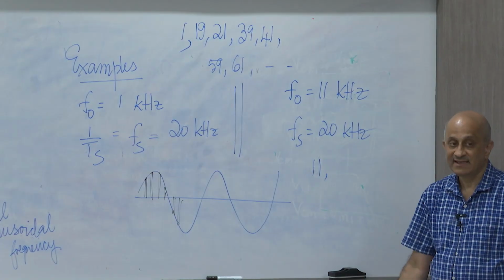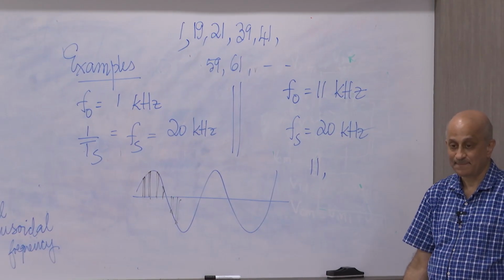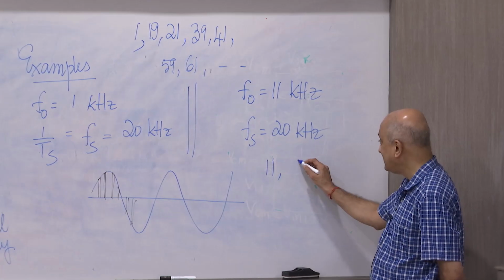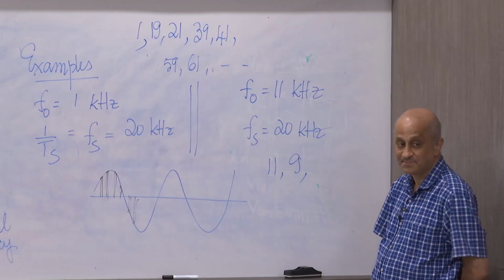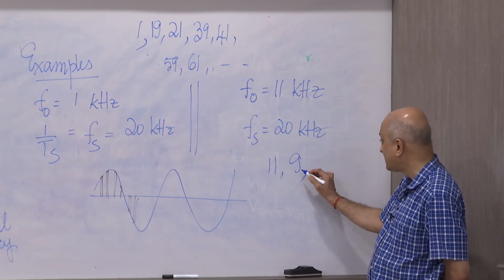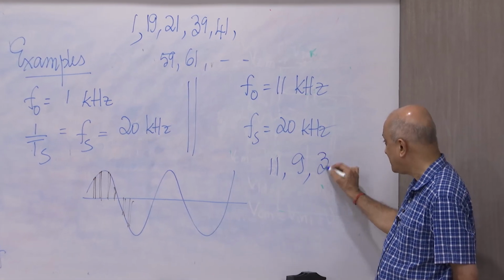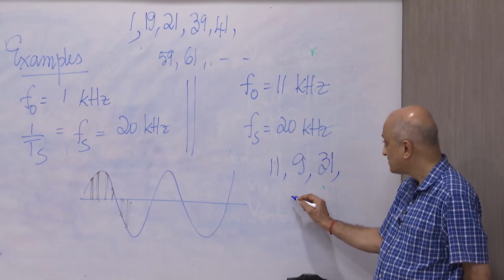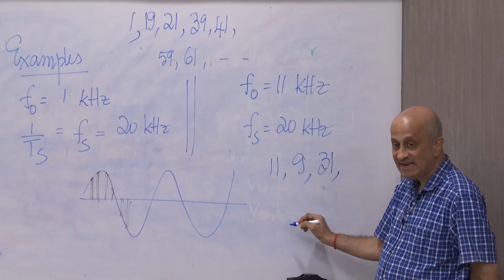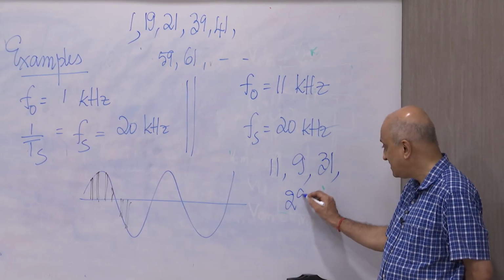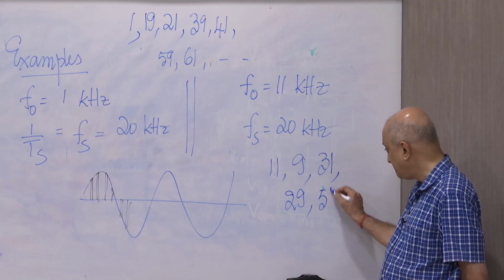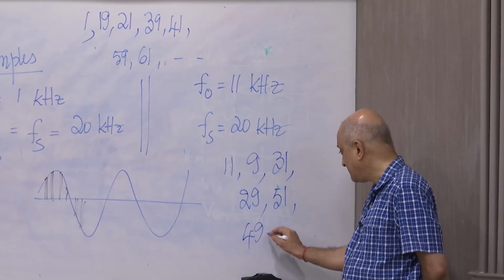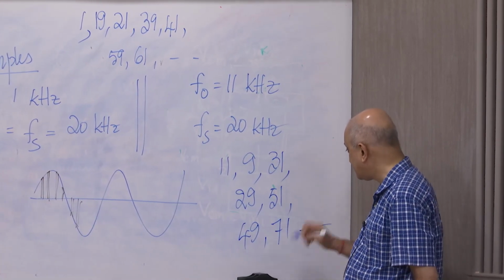What are the next possibilities? When k is equal to 1, yes, 9. Take one at a time. So 9 and 31, that's correct. Then 40 minus 11, is that right? 29. Yes, then 51, is that right? Yes, so 49 and 71, and this can continue.